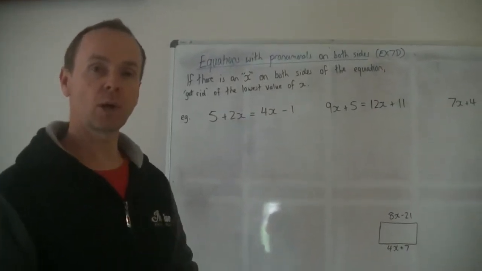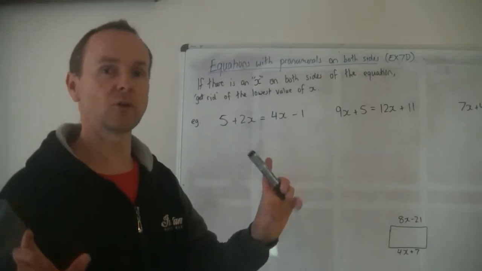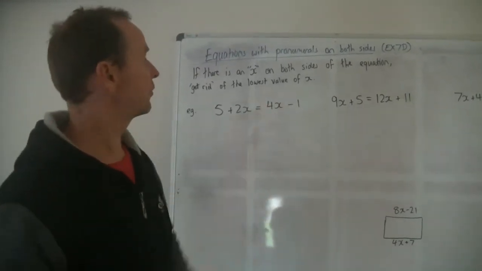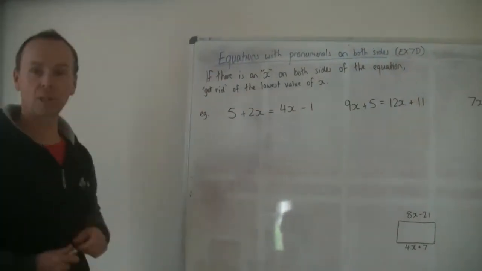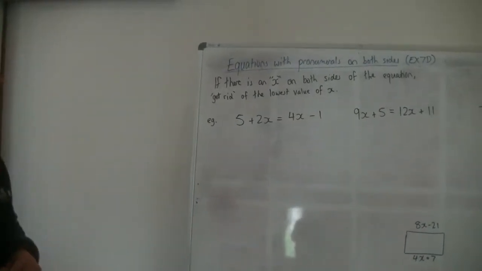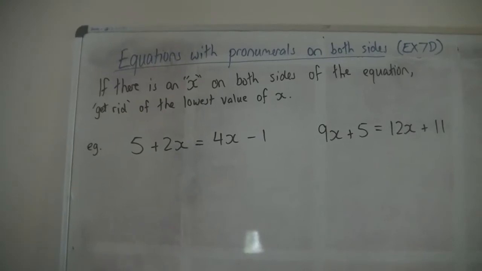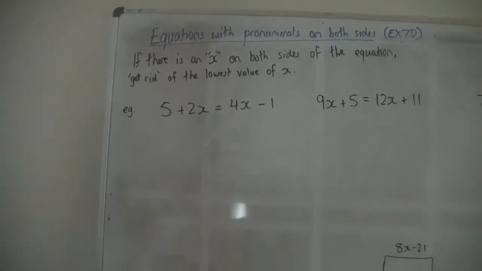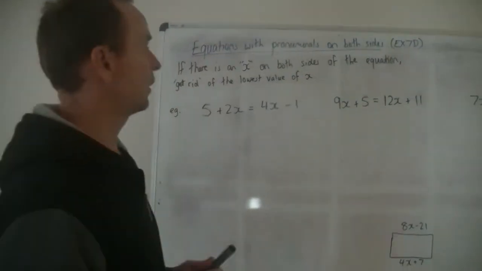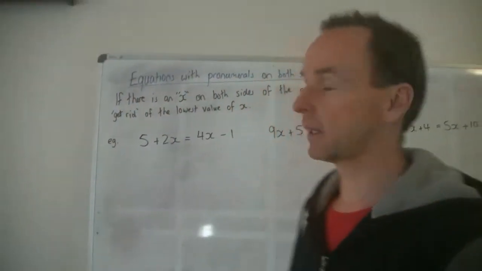So you've got an equation and you've got an x on both sides of the equation, or y, or whatever it might be. Exercise 7D. There's one sentence that I'm going to write down. You can write down right now. And the rest, I'm just going to do a heap of examples. The best way to learn this is just practice. So I can write a whole page of notes, but that's not really going to help you.